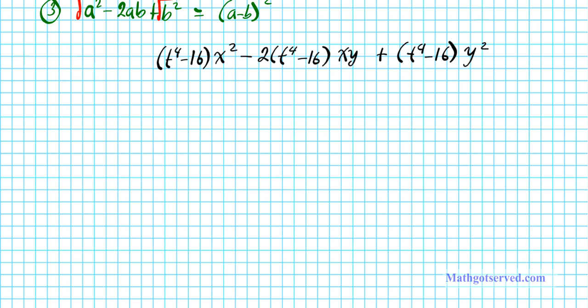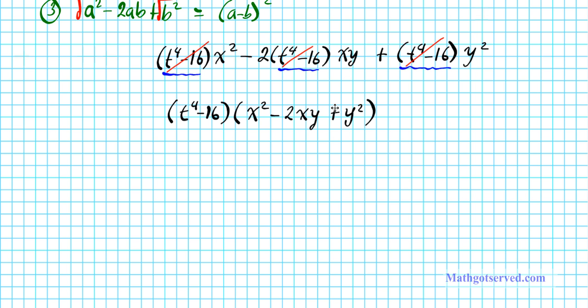So what do you do with the greatest common factor when you're asked to factor an expression? You extract it, right? So we're going to factor out this quantity t^4 - 16 from all three terms. So when you factor it out from the entire expression, it's as though you're dividing. Okay, so when you divide this entire expression by t^4 - 16 as a result of factorization, just imagine as though they dropped off. Okay, so what will you be left with? You will be left with x^2 - 2xy + y^2.